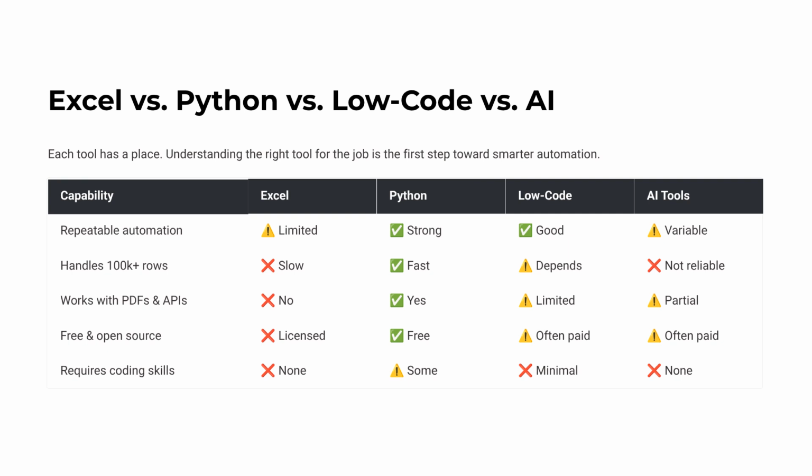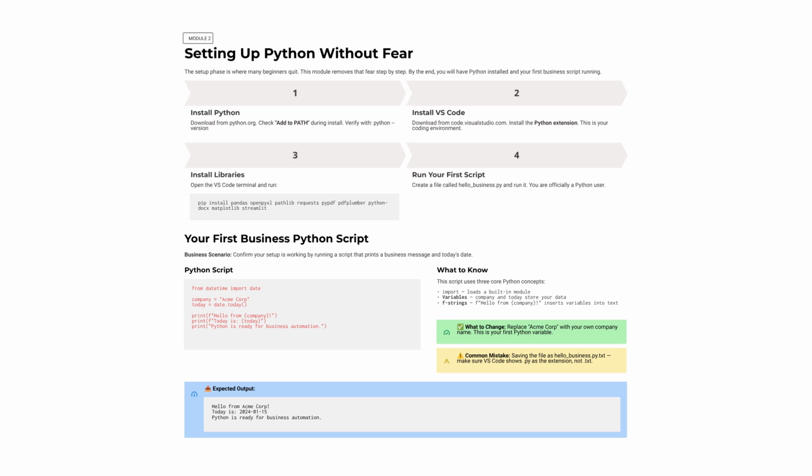AI tools are powerful for generating ideas, explaining code, summarizing text, or helping with drafts, but they are not always reliable for controlled, repeatable data processing unless properly governed. Python sits in a very useful middle ground. It is free, open source, flexible, fast, and strong at repeatable automation. It works well with Excel, CSV files, PDFs, APIs, folders, charts, reports, and dashboards. That is why Python is so valuable for business professionals. It gives you control over repeatable work. Now we move into setup.